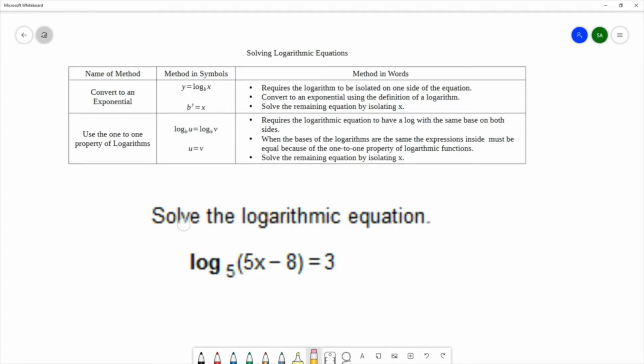For this question, we want to solve the logarithmic equation: log base 5 of (5x minus 8) equals 3. Above our question, I've written some techniques or methods for solving logarithmic equations.